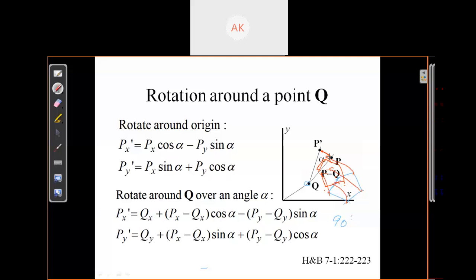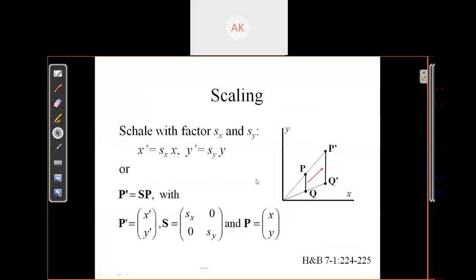Then you will redraw the given object at the rotated position. This kind of transformation we call a rigid body transformation, which means our object is not deformed; the shape is not changed. The next transformation is scaling. In scaling, the transformation alters the size of the object, which means the size may grow or shrink, maximize or minimize.